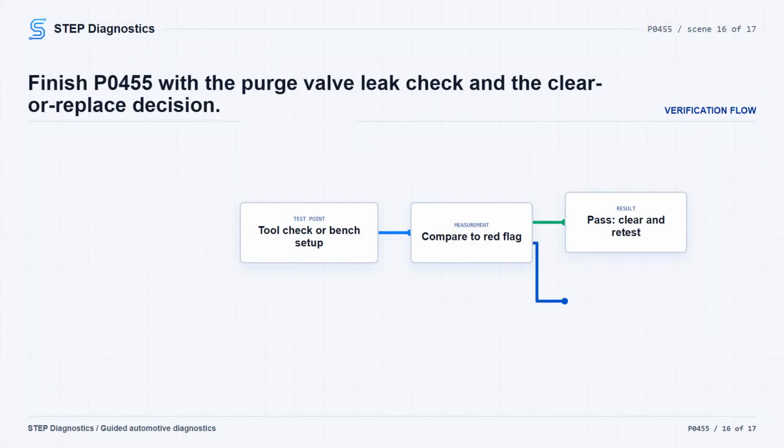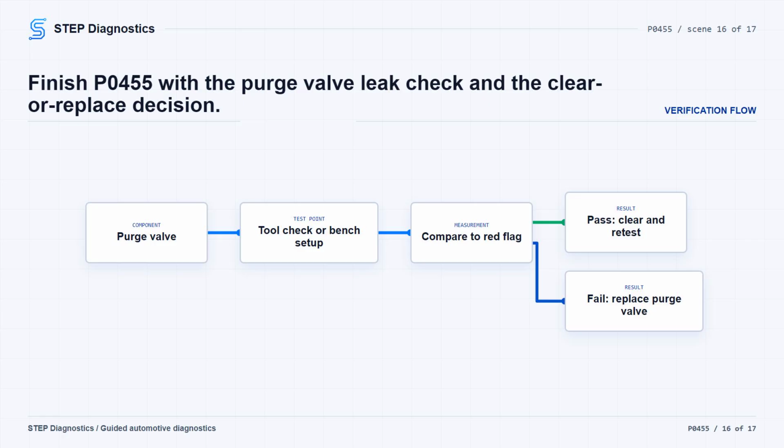Because this is P0455, a system that passes the pressure verification still gets the EVAP canister purge valve leak test. Run the purge valve check in the EVAP toolbox if it is available. If it is not available, remove the purge valve, connect a suitable adapter to the fuel vapor to canister connection, connect the supply hose, and start the pressure supply.